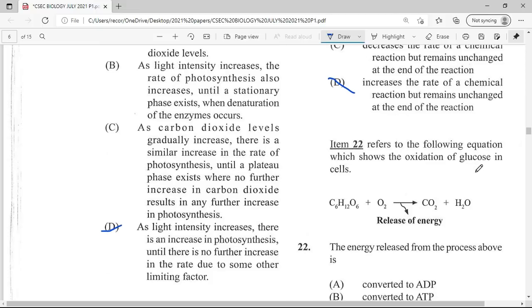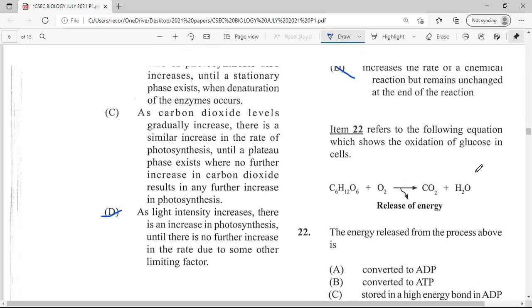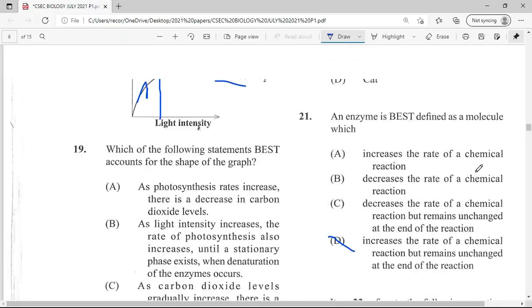C, no. We went for D. As light intensity increases, there is an increase in photosynthesis until there is no further increase in the rate due to some other limit. And the other limiting factor here is carbon dioxide.